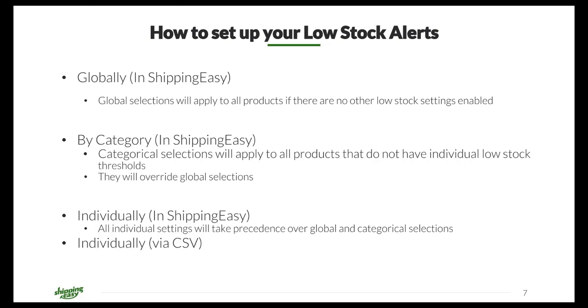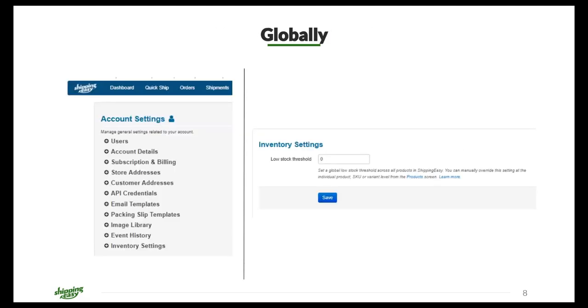So when you're setting up your global low stock thresholds, all you need to do is navigate to your settings page. From there, all you'll want to do is click on the inventory settings option. It's going to be at the bottom of the account settings list.